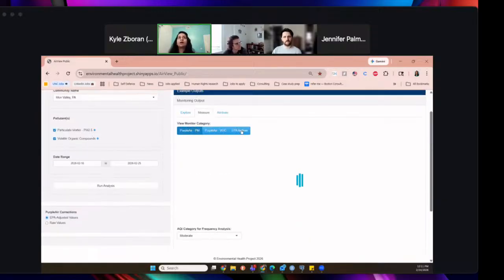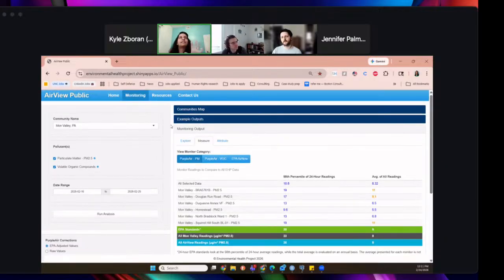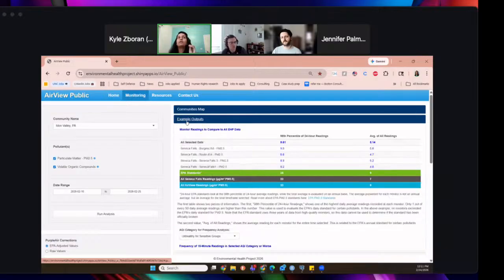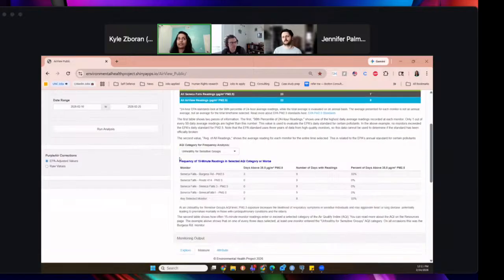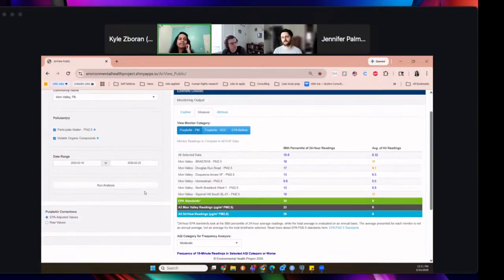We provide different monitor categories for each different pollutant, which are represented right at the top. While this is loading, let me tell you about our example outputs. Each tab has its own example outputs and the description of what it means. Looks like we have our output ready.